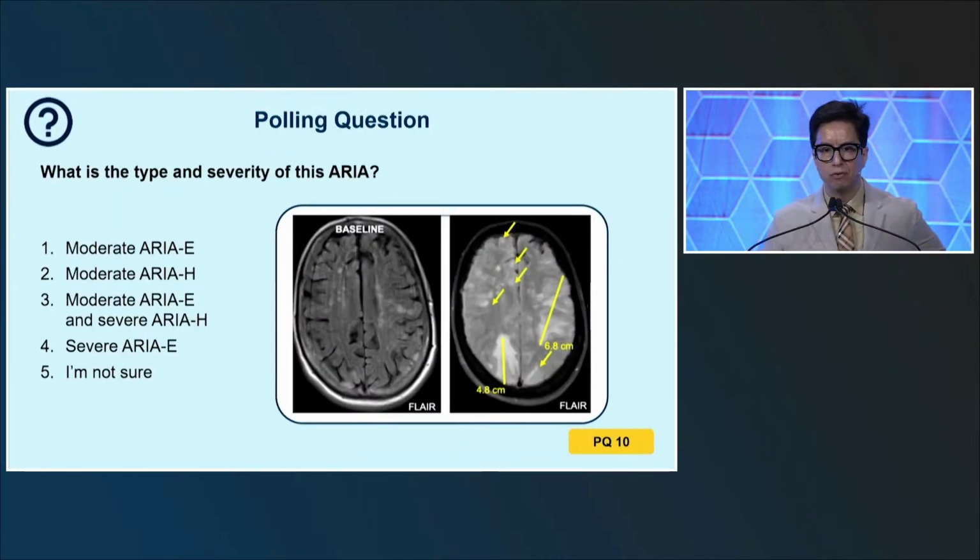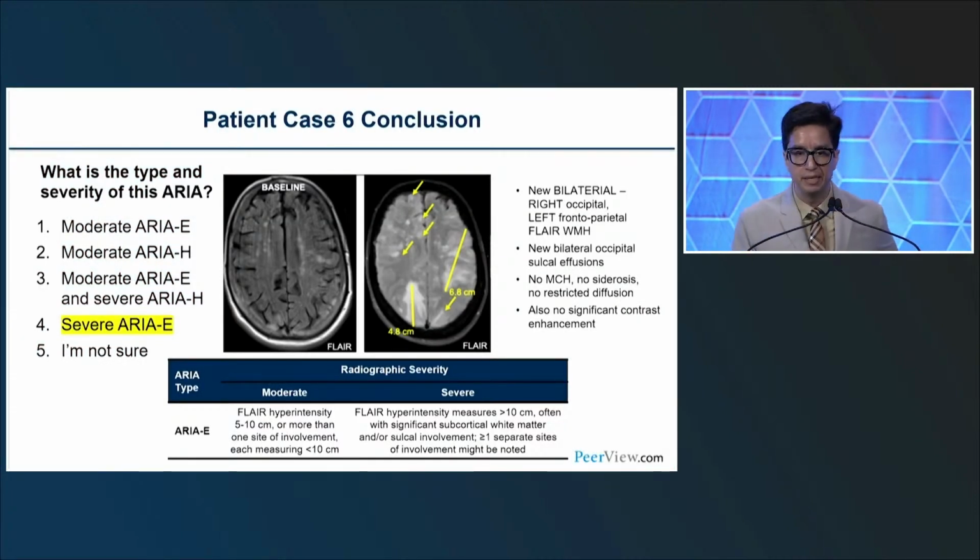Assuming that this is ARIA and that we know the history, what's the severity? We have measurements of 4.8 and 6.8 centimeters. Is this moderate ARIA-E, moderate ARIA-H, moderate ARIA-E and severe ARIA-H, or severe ARIA-E, or are we not sure? This is severe ARIA-E, as evidenced by the fact that we have multiple areas of hyperintensities in the vasogenic edema, and of course, between 5 and 10 centimeters in this case.